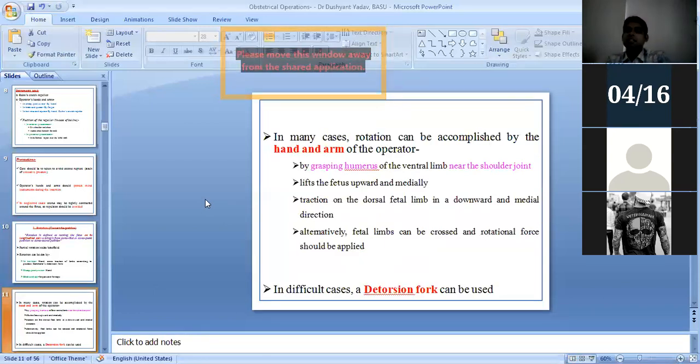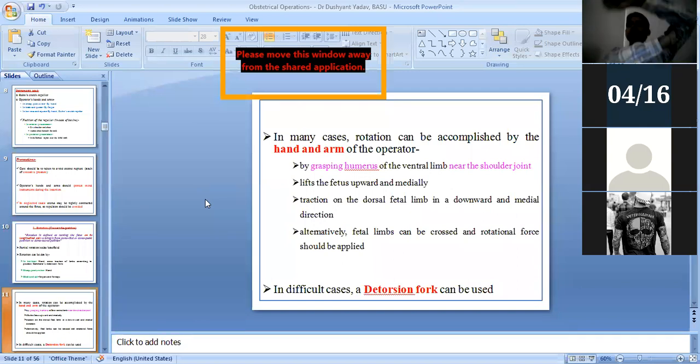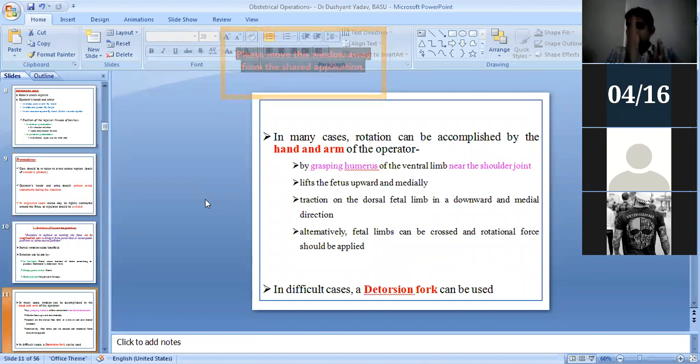Here I discussed in the slide how to rotate the fetus. By grasping the humerus, if it is an anterior presentation, grasp the humerus near the shoulder joint. After that, you lift the fetus upward and medially. Medial means towards the body, towards the vertebral column. And away is called the lateral position. So lift the fetus upward and medially.